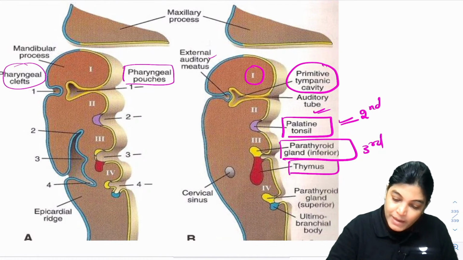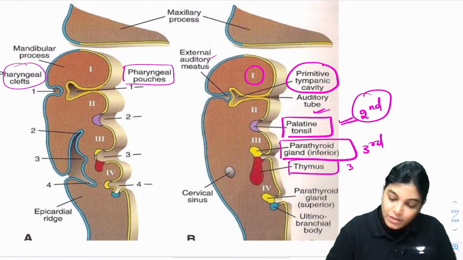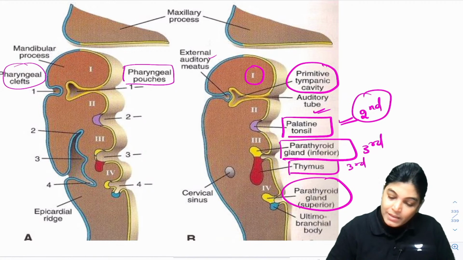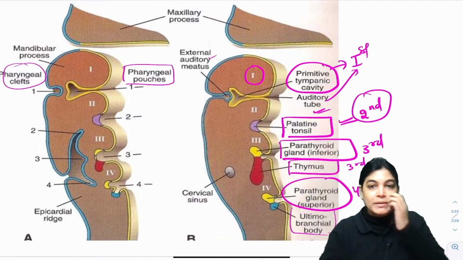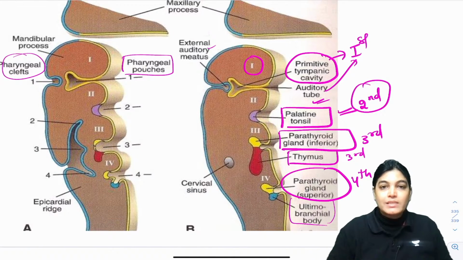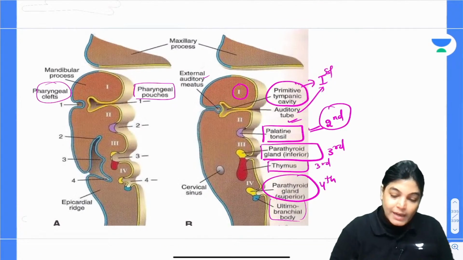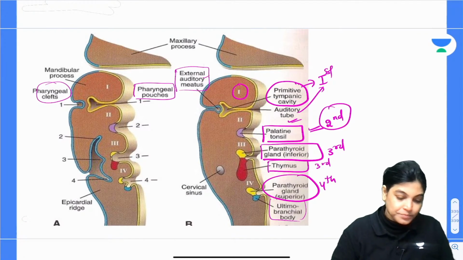So palatine tonsil by second, and parathyroid gland inferior, and thymus by the third pouch, and superior parathyroid gland also leads to the formation of ultimobranchial body, that is the fourth pouch. First pouch is forming auditory tube and that of primitive tympanic cavity. So actually this diagram will help you to understand all the structures formed from these pouches, and also cleft is forming external auditory meatus, which is shown on other side.